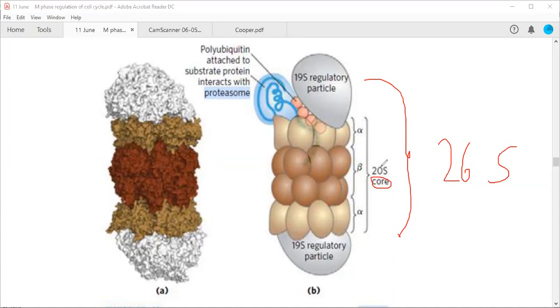So 20S, whereas the two regulatory particles are on both sides of this core particle. These are called 19S regulatory particles, on both ends of this core. They act as a flap or cap over this proteasome, and this is a hollow structure in which the protein is going to be degraded by this core particle. Okay, so the complete structure, which includes two 19S subunits, which are regulatory subunits, and the 20S core particle, is known as the 26S proteasome. I'm clearing all this. Okay, fine.